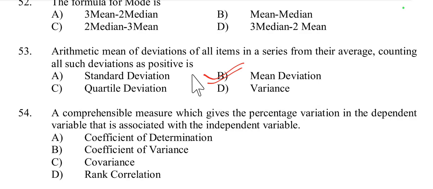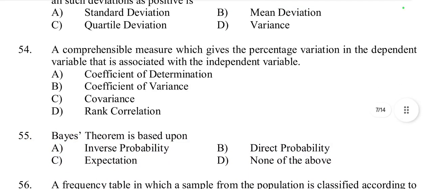Then question number 54: a comprehensible measure which gives the percentage variation in the dependent variable that is associated with the independent variable, that is coefficient of determination, coefficient of variance, covariance or rank correlation. The right answer is coefficient of determination. It is called the coefficient of determination because it is R square. R square shows the proportion of variance in the dependent variable explained by the independent variable in a regression model. So option A is the right answer.